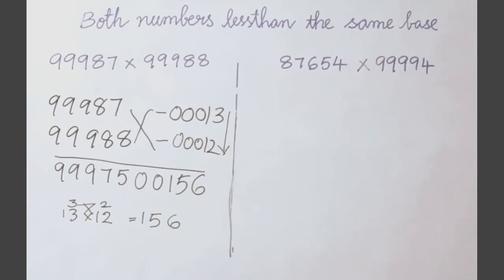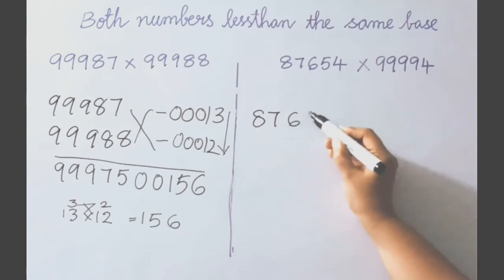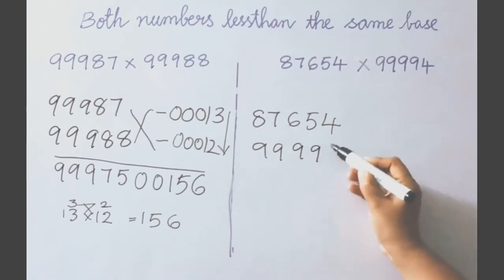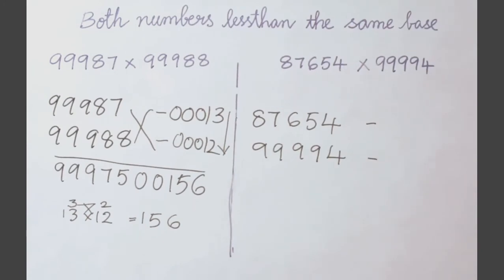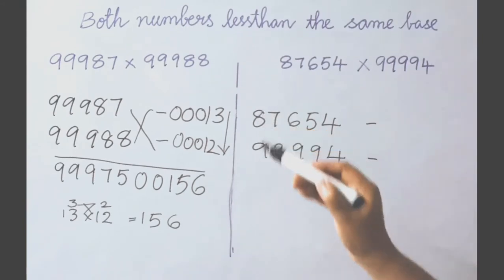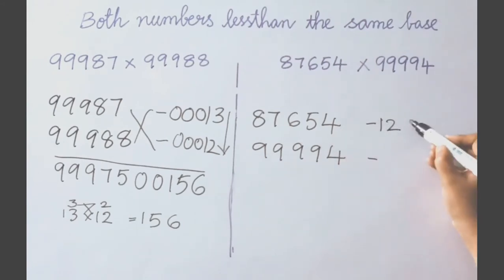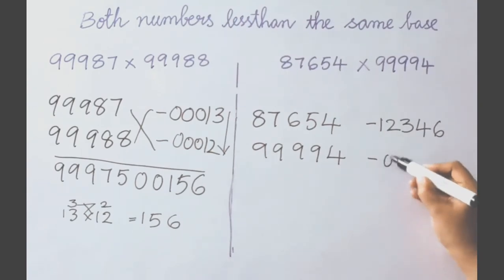87,654 multiplied by 99,994. First let us write the number 87,654. Next, 99,994. First we have to check how much these two numbers are below 1 lakh. So for that what we have to do is subtract all digits from 9 and the last digit from 10. So 9 minus 8, 1, 9 minus 7, 2, 9 minus 6, 3, 9 minus 5, 4, 10 minus 4 is 6. Now subtract this value from 1 lakh. That means we get the value 6.